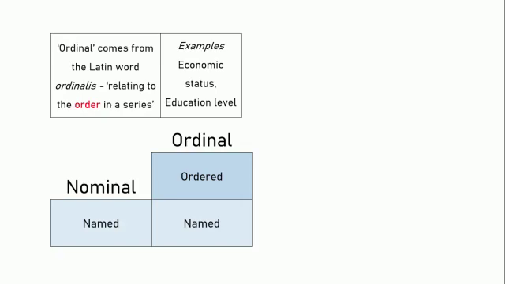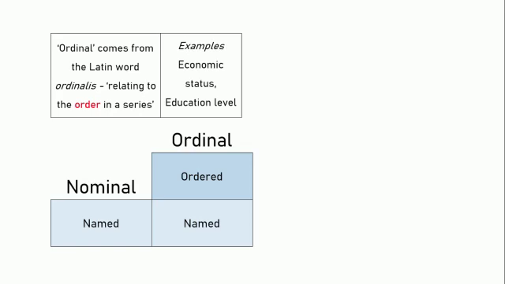The second level of measurement is the ordinal scale. The word ordinal comes from the Latin word ordinalis, which means relating to the order in a series. Like the nominal scale, the values of the ordinal scale are classified into groups which are given names. But in an ordinal scale, there is a natural order for the groups. This means that the groups can be ranked or placed in only one order. An example is education level. The groups of this variable are named elementary school, middle school, high school, and college. These groups can be placed only in this order.